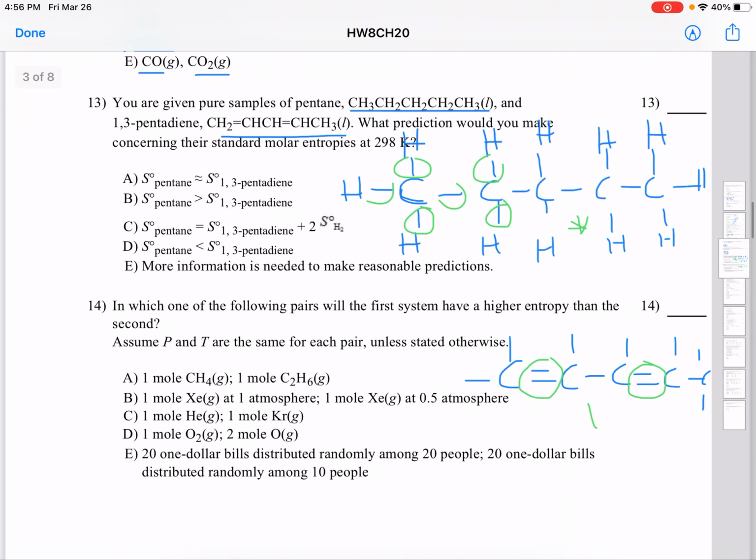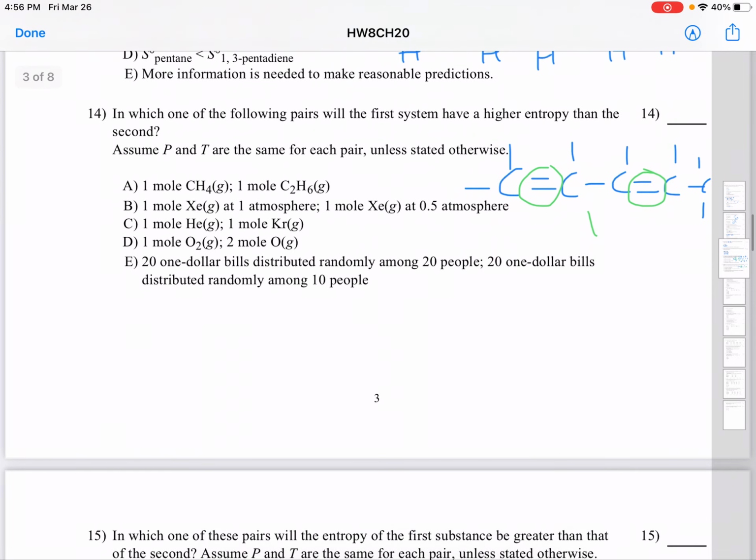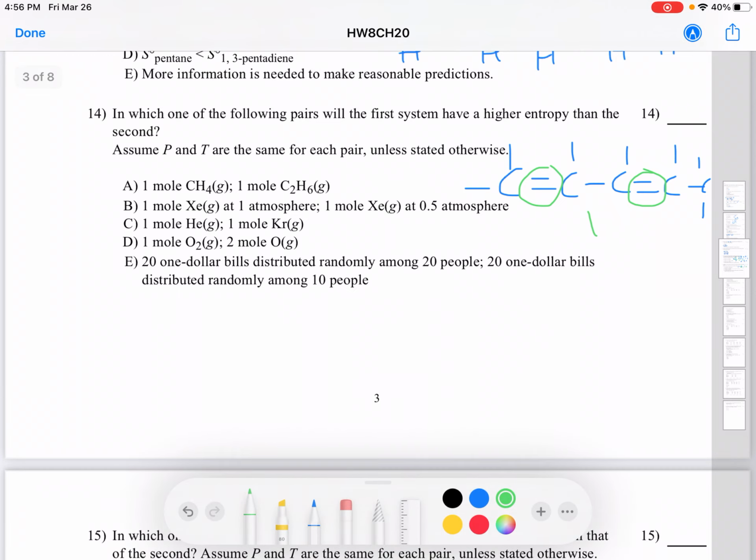Number 14. In which of the following pairs will the first system have a higher entropy than the second? 1 mole of methane gas, 1 mole of ethane. Okay, CH4, C2H6, 1 mole. So obviously the ethane has more entropy compared to methane, because C2H6 is more complex.